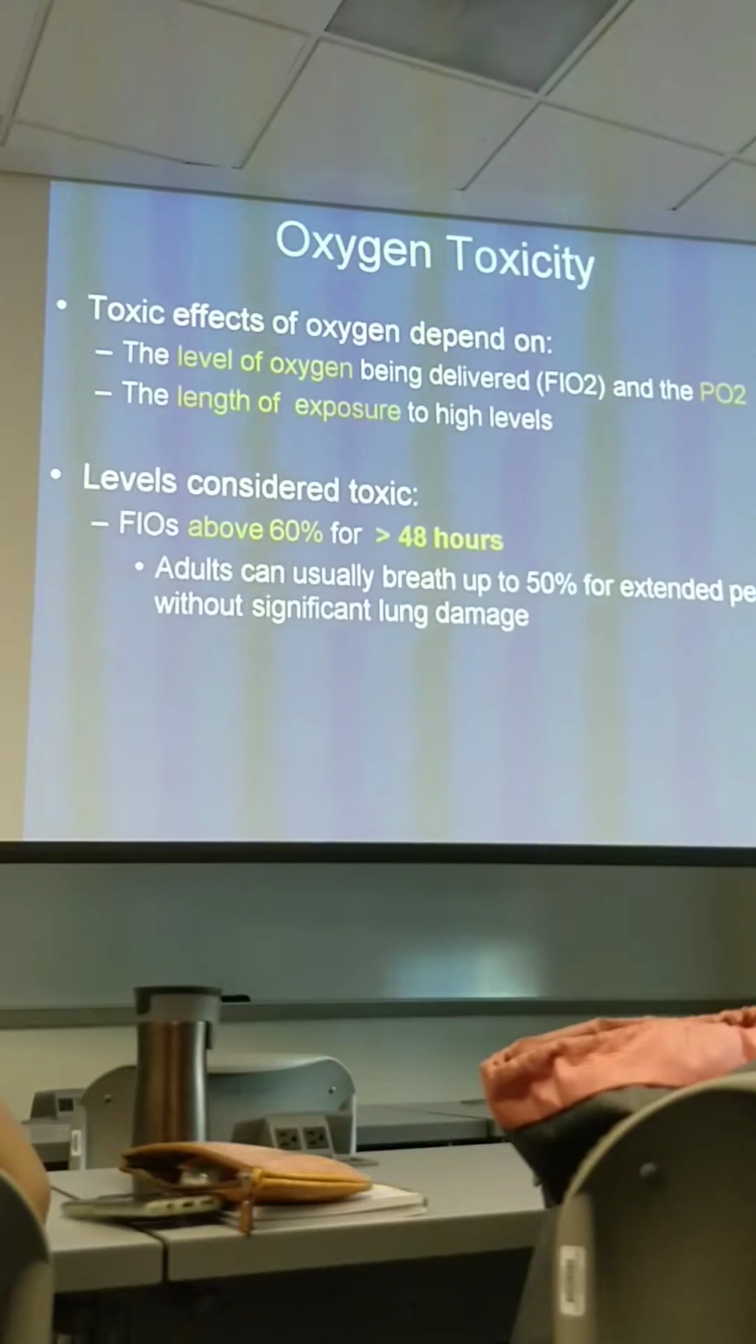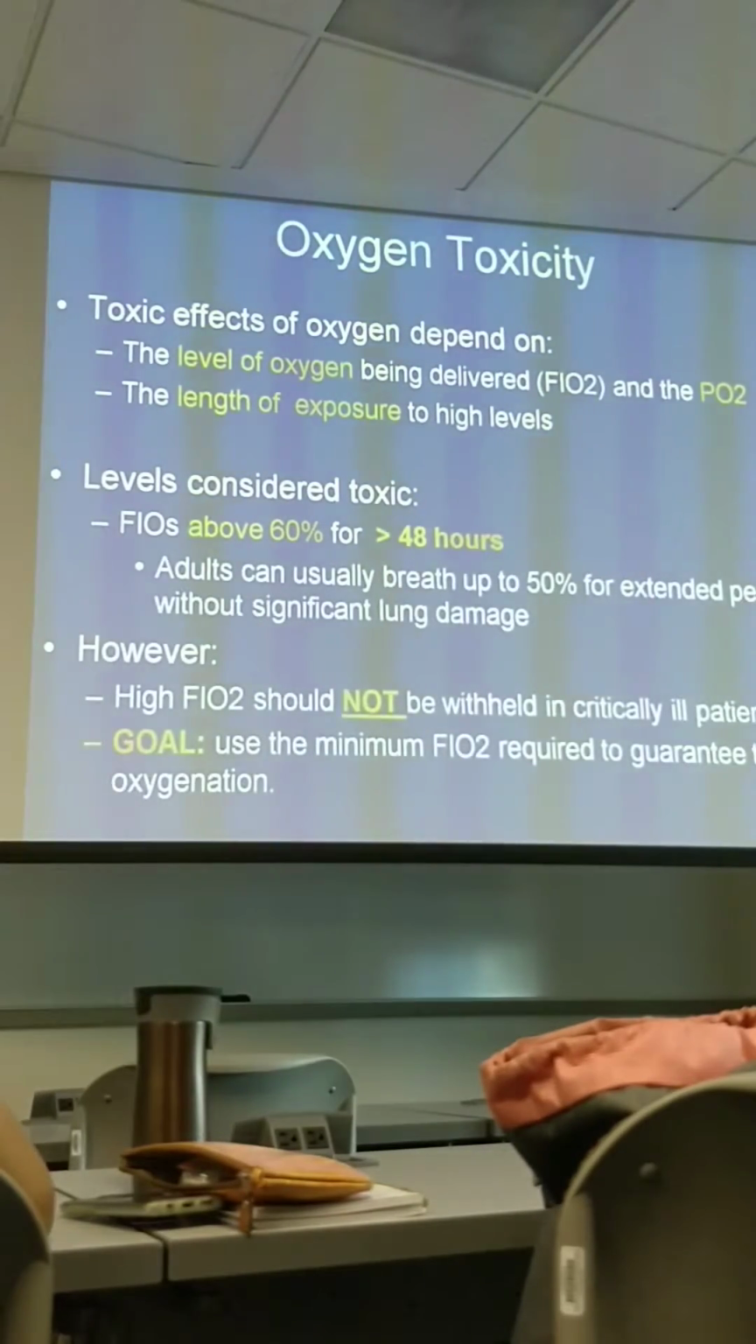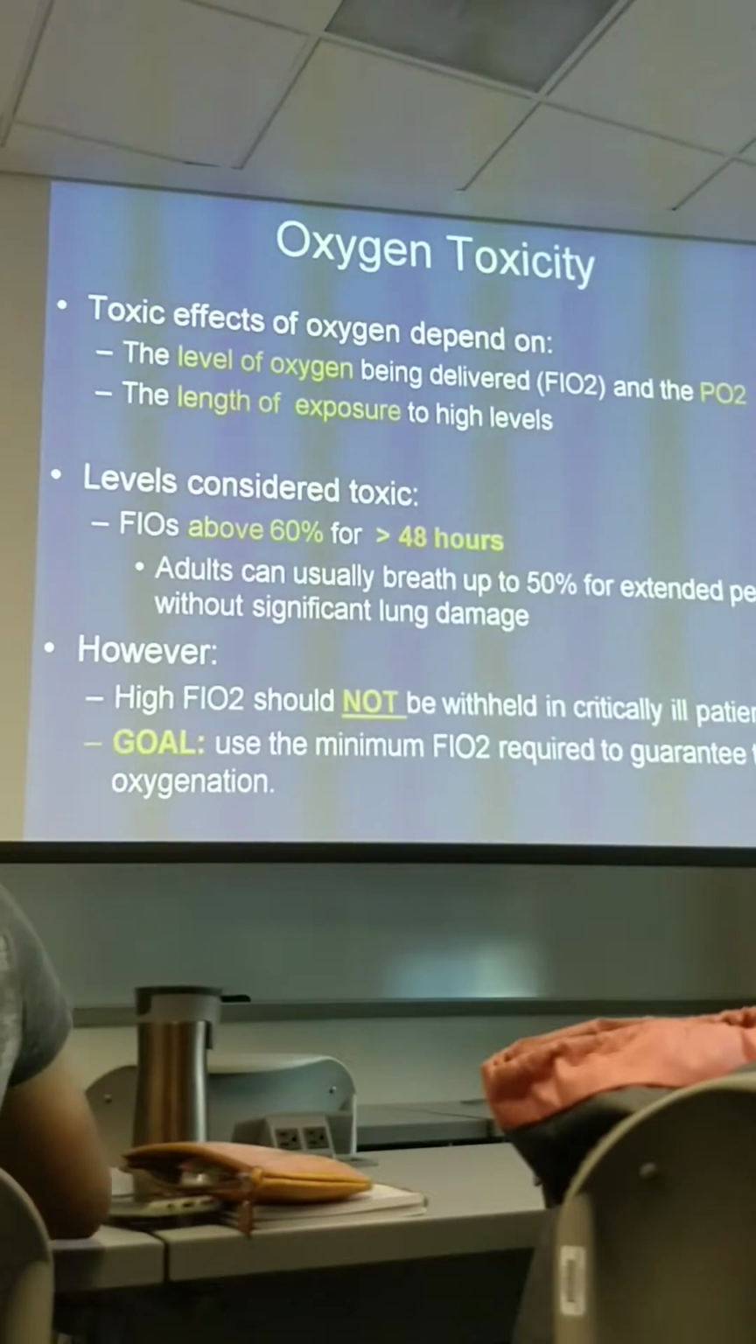However, here's the key. No matter what, if you have to give that level of oxygen, you don't have a choice, because to not give it would deplete the cells of oxygen, and then you have a greater problem. So high FiO2 should never be held from critically ill patients, but the point is to try to drop them to the minimum O2 required to guarantee tissue oxygenation. And that is shooting for a PaO2 of about 60 millimeters of mercury. Whatever you have to do to get it to that point, we're going to give you oxygen to get it to that point. And if it's 100%, that's what we have to give you. Does this make sense to people?